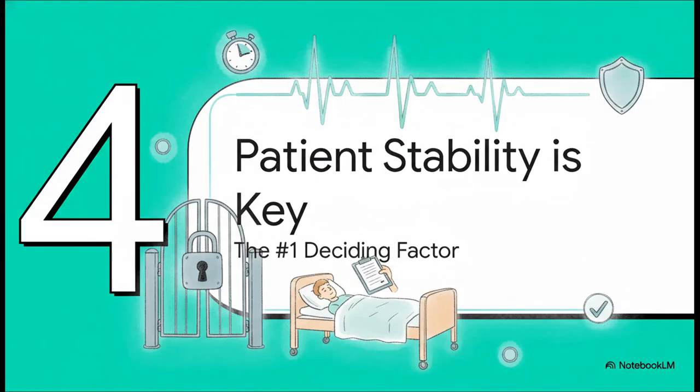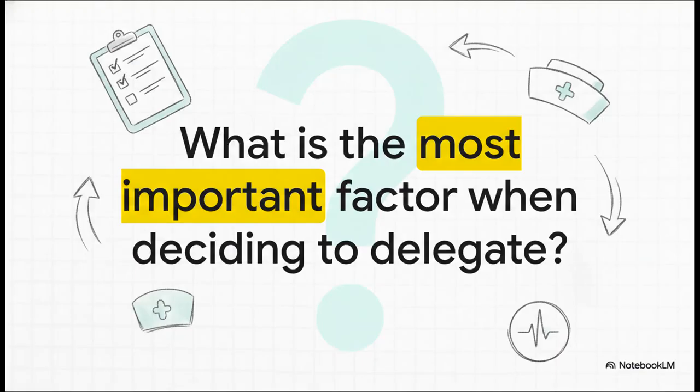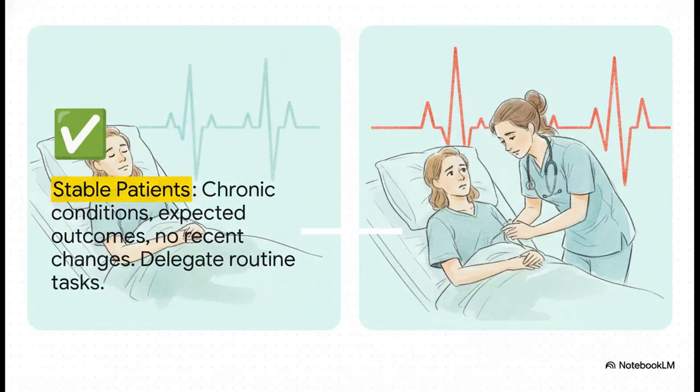I know we just mentioned this in the 5 rights, but patient stability is so incredibly important that it gets its very own section. This is the absolute, non-negotiable gatekeeper for all delegation decisions. Let me just ask you straight up, because it's that crucial. When you're staring down an NCLEX delegation question, what is the very first thing you should be looking for in that patient scenario? The answer is patient stability.